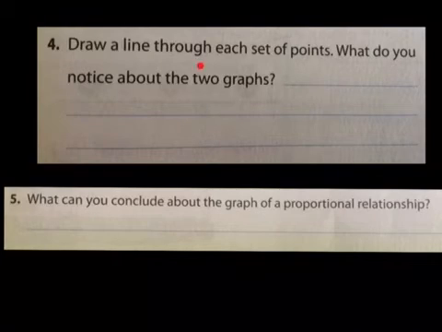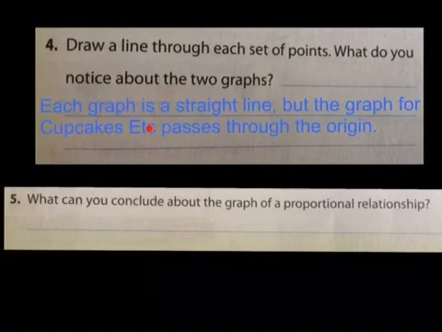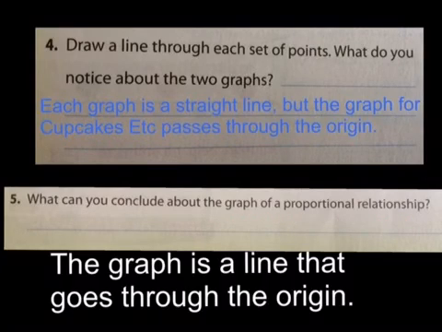Question 4. Draw a line through each set of points. What do you notice about the two graphs? Well, we just said it, right? Each graph is a straight line, but the graph for the cupcakes, etc., passes through the origin, through the 0, 0. Please copy that down. Number 5. What can you conclude about the graph of a proportional relationship? Well, we can conclude that the graph is a line that goes through the origin. It must go through the origin in order for it to be proportional.